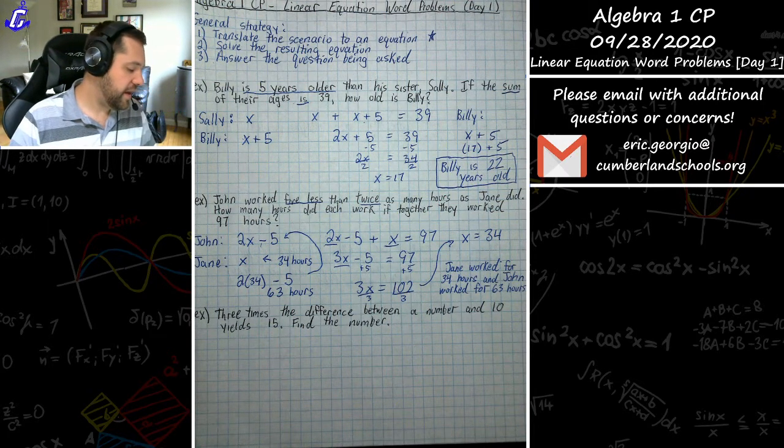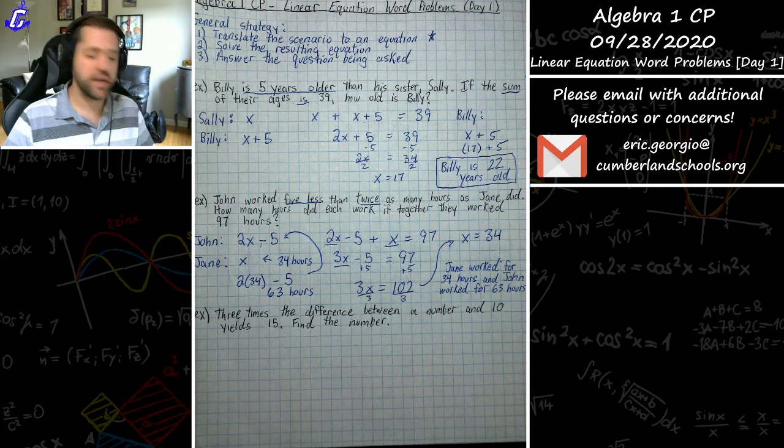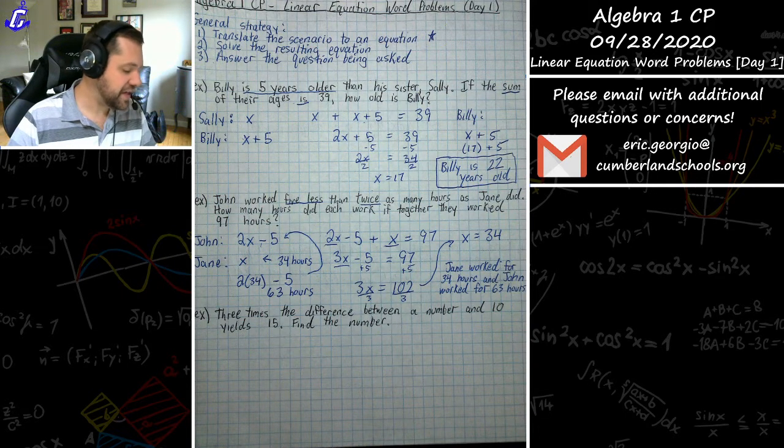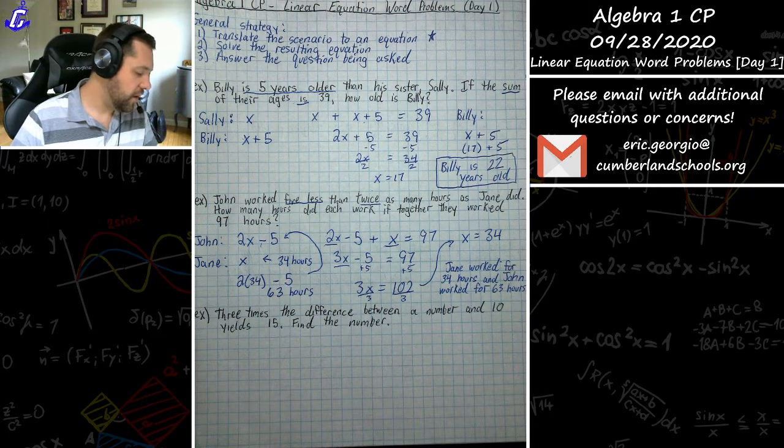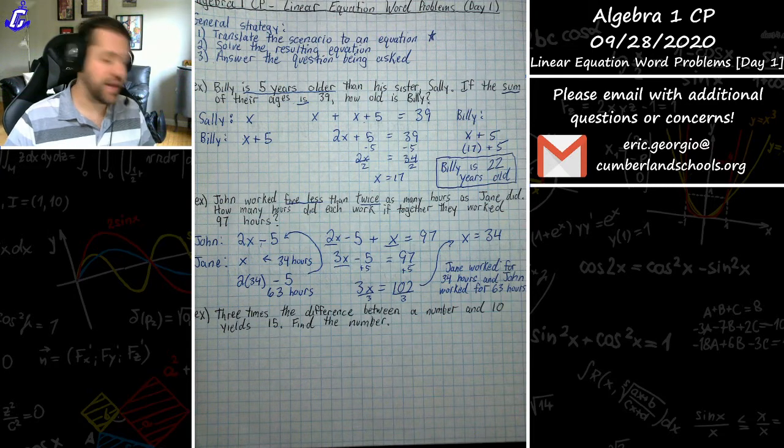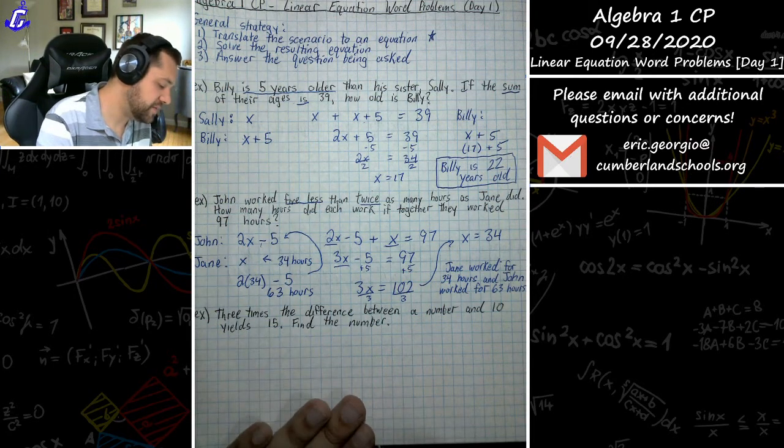Next problem is, again, kind of a no-frills problem here. We're not introducing any names. We're just saying 3 times the difference between a number and 10 yields 15. Find the number. So the difference between a number and 10, right? 3 times the difference between a number and 10.